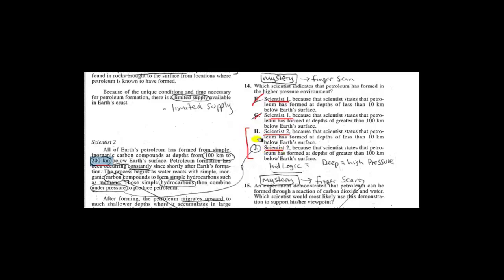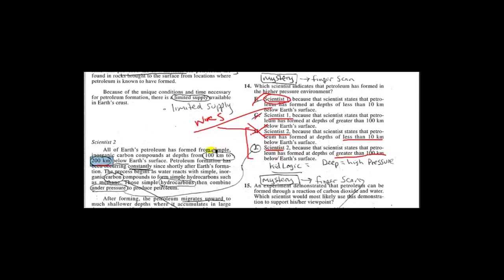Let's start with H. H says because scientist states that petroleum is formed at depths of less than 10 kilometers. Well, that's wrong because that is what's called a wires crossed answer choice. Less than 10 comes from Scientist 1. So we know that that answer choice is wrong. H, wrong, wires crossed.